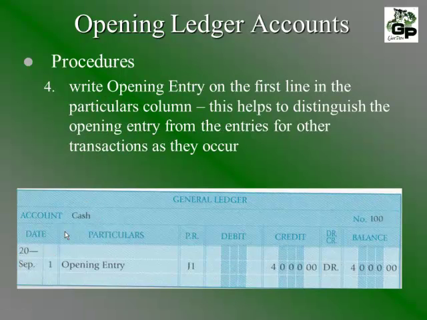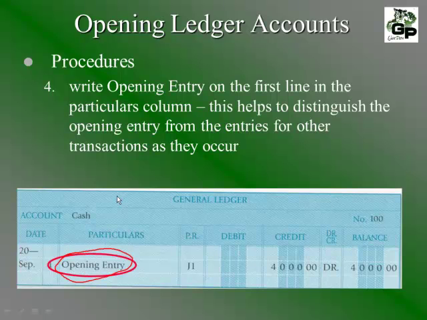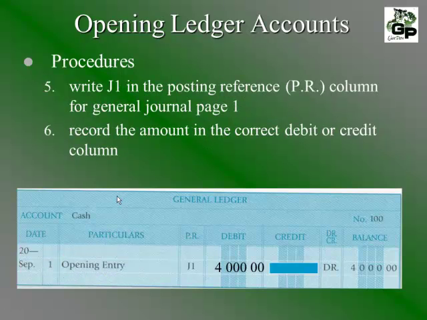We write opening entry on the first line in the particulars column. So you can see here where we have opening entry. This helps distinguish the opening entry from other entries for the transactions as they occur. We write J1 in the posting reference column for the general journal, page 1. This is where the information was first created in the opening entry.